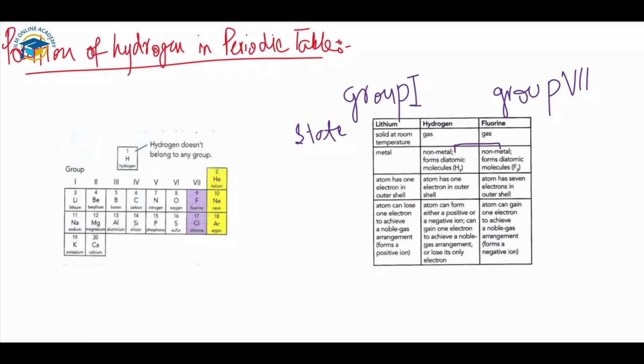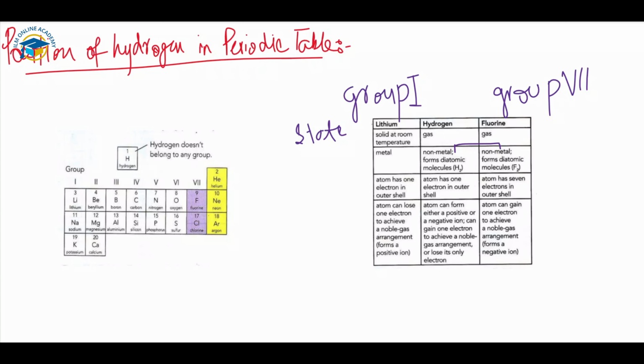But lithium is a metal, and it does not form diatomic molecules. Hydrogen exists as H2, fluorine exists as F2. So there are some common properties between hydrogen and fluorine, but not with lithium here in the second one.